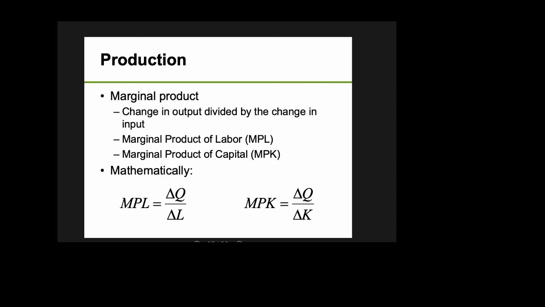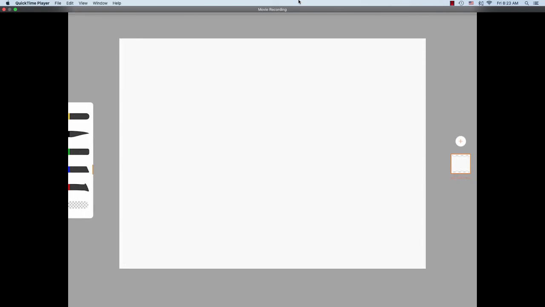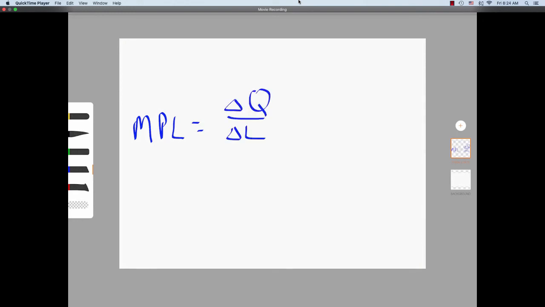Mathematically, here's what that looks like. The marginal product of labor is delta Q, remember delta is the change in, divided by delta L, which is the change in labor. And the marginal productivity of capital is delta Q over delta K, or the change in quantity over the change in capital. So let's take a look at just the labor side. If the marginal productivity of labor is equal to delta Q over delta L, what we're trying to find is how much output changes as we add another worker to the production process.